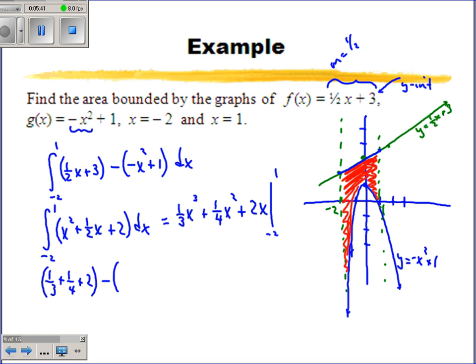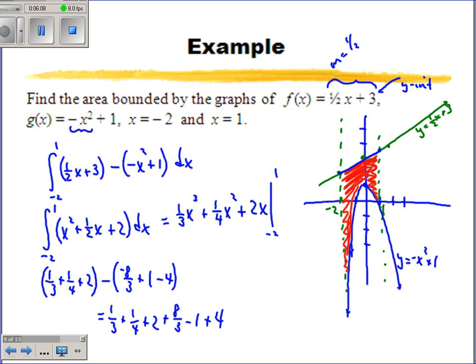So we're going to have 1/3 times -2 cubed. So we're going to have -8/3. -2 squared is +4, so we're going to have plus 1 and then minus a 4. Okay, simplifying, I'm going to go ahead and remove parentheses before I try to get any common denominators. I'm going to have 1/3 plus 1/4 plus 2 plus 8/3 minus 1 plus 4.